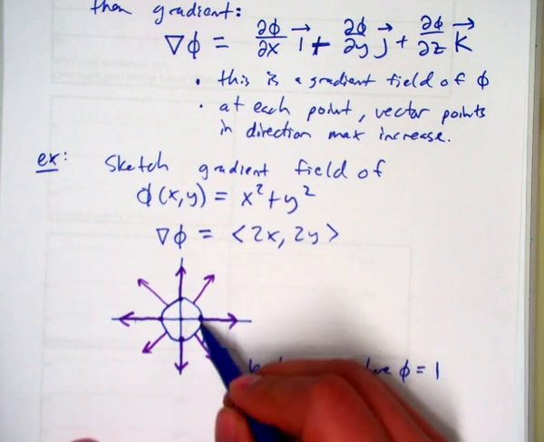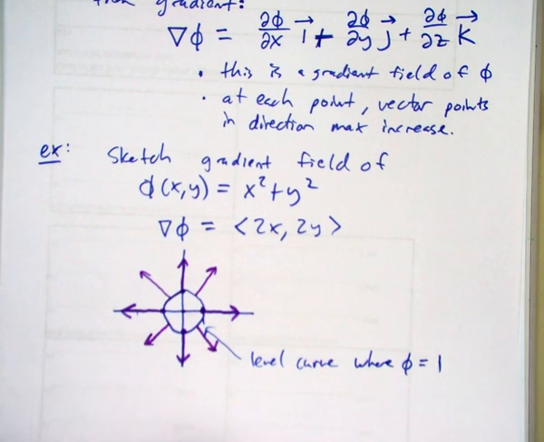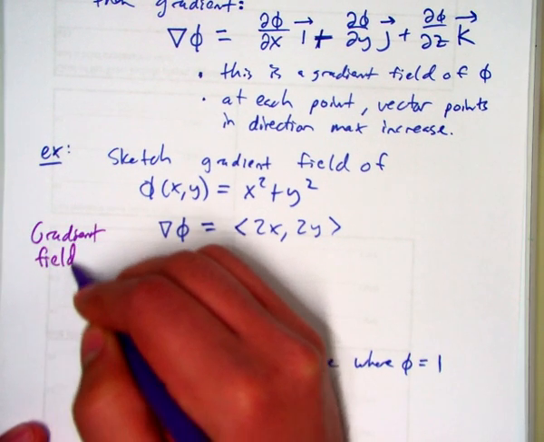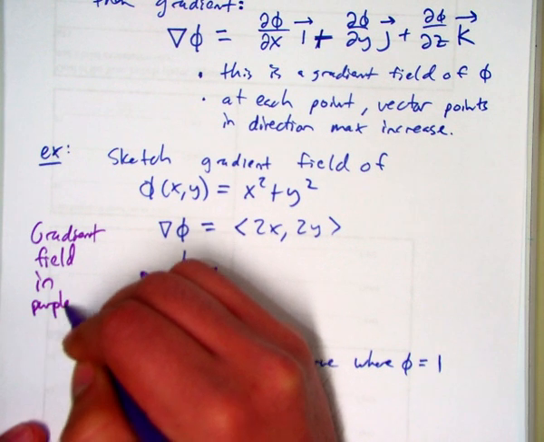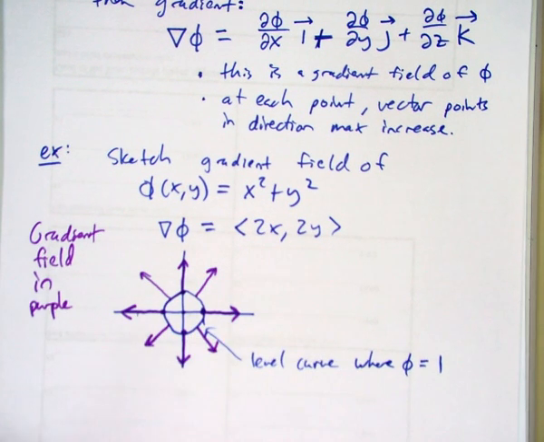Are you still drawing the gradient field, or what are you doing? This is the gradient field in purple. The gradient field is in purple. The blue circle is just a level curve. I'm just connecting that back to what we did in chapter 13.